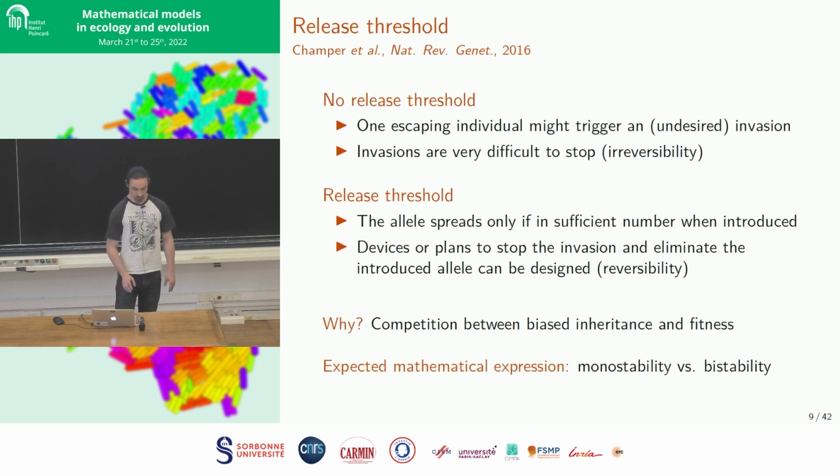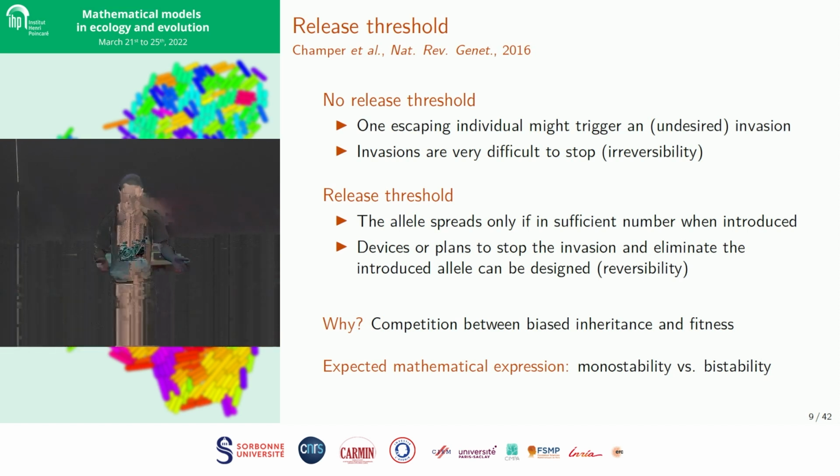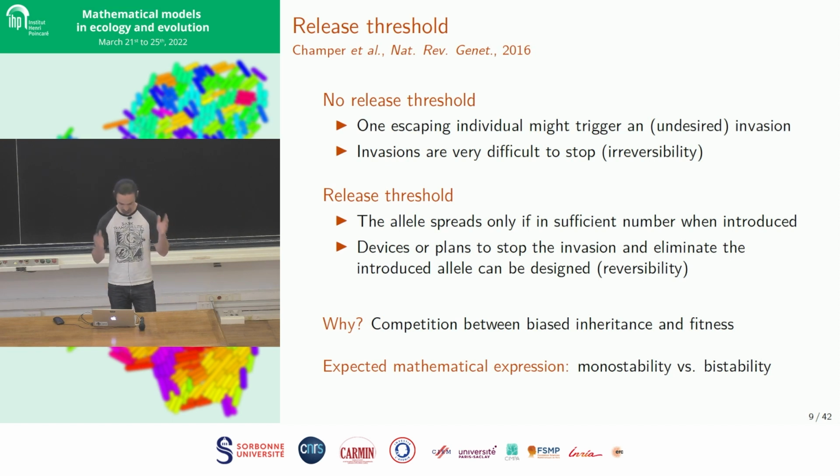There is another way to distinguish drives, that depends on the release threshold. In the first case, you don't have a release threshold. Let's say one drive mosquito escaping the lab is going to trigger an invasion, and then it's going to be very difficult to stop this invasion. In the second case, you have a release threshold. You need to release enough mosquitoes, or many individuals, and then the invasion will start, and it's actually going to be easier to stop this invasion.